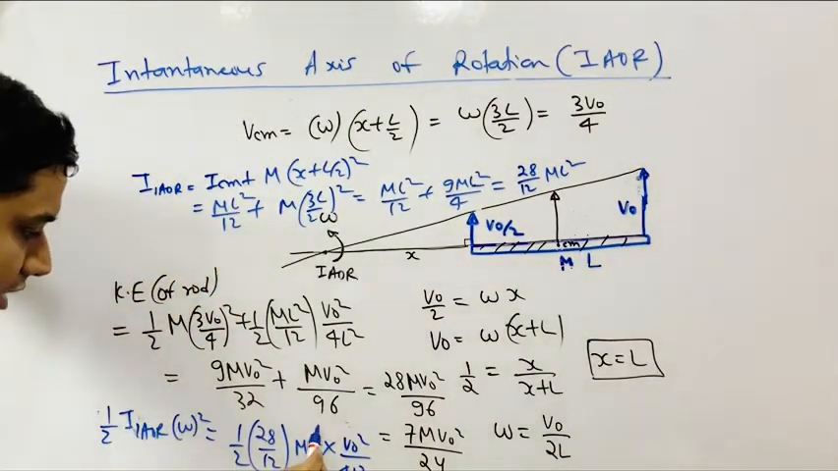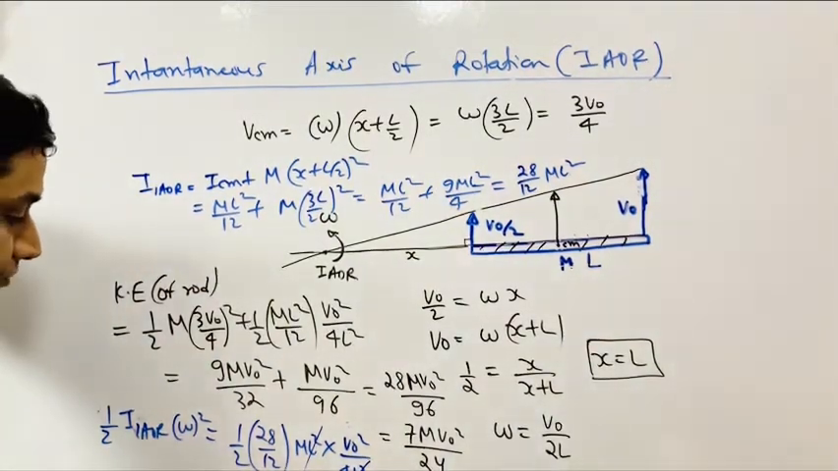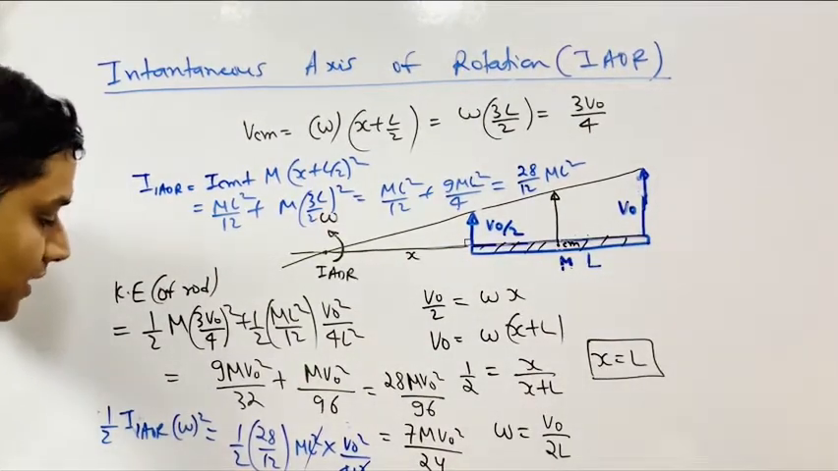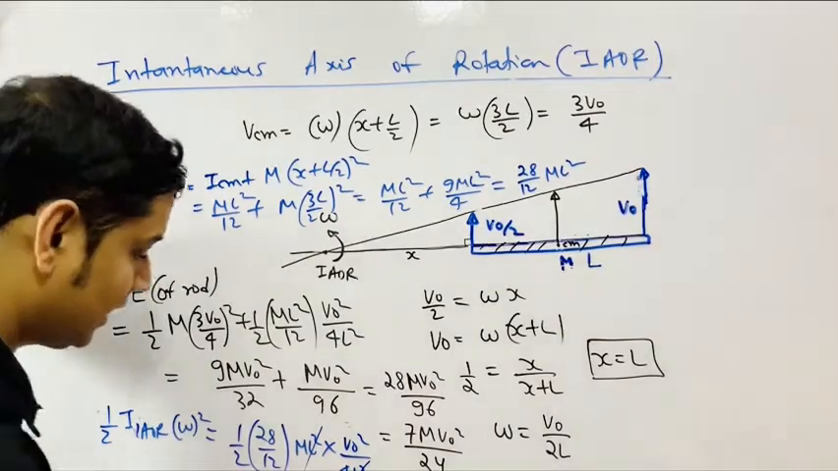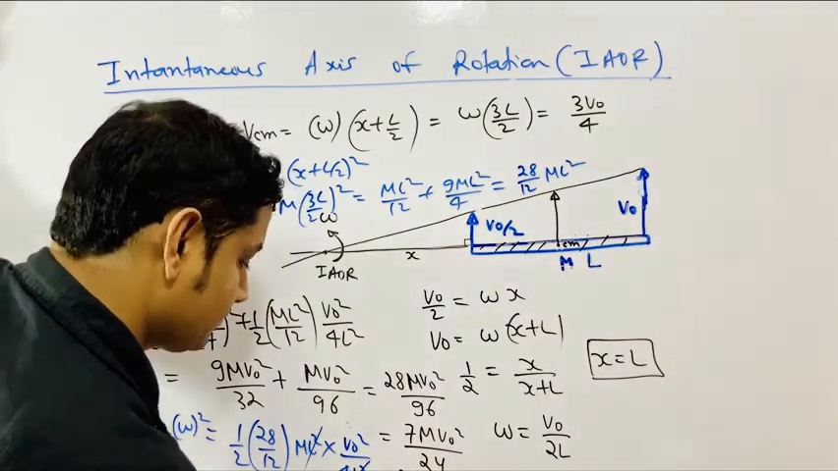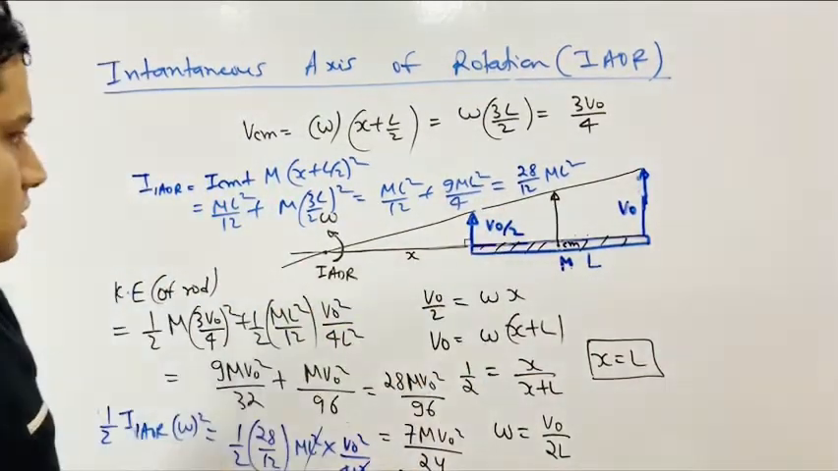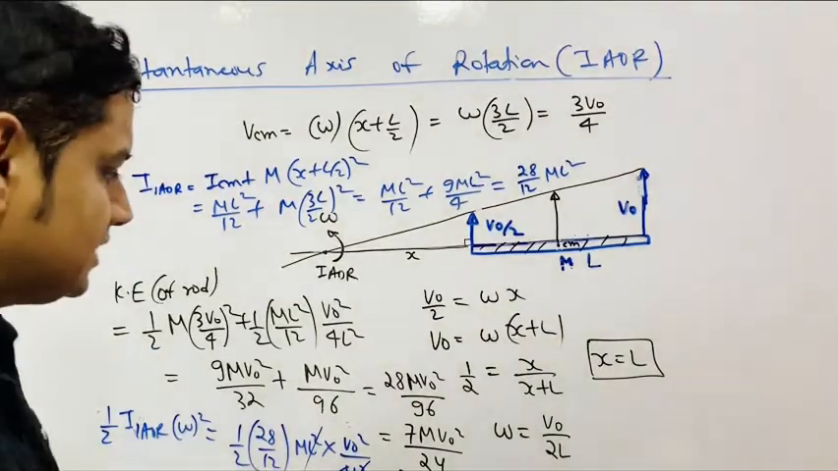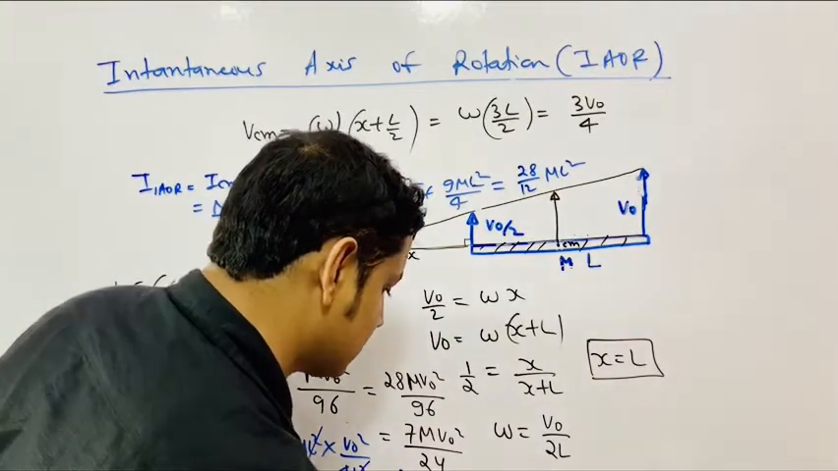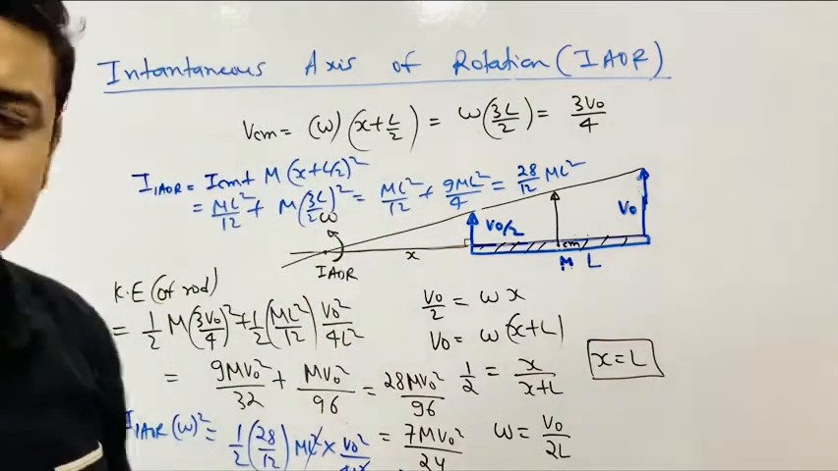So what would I get? L square and L square are cancelled. I would get 28 by 96 times m V naught square. Is it the same? Kinetic energy here I have got 7 by 24. Is it 7 by 24? Yes, this is 7 by 24 m V naught square. Same value.